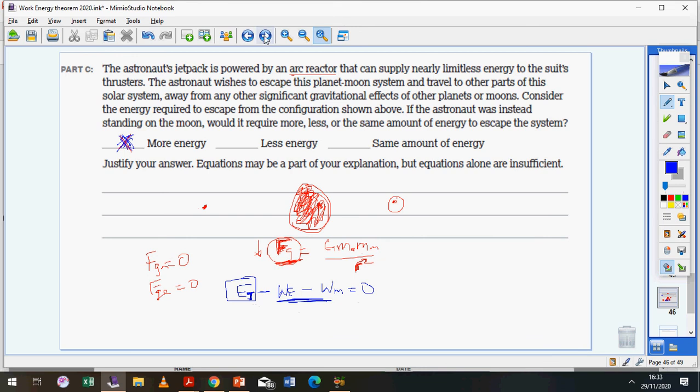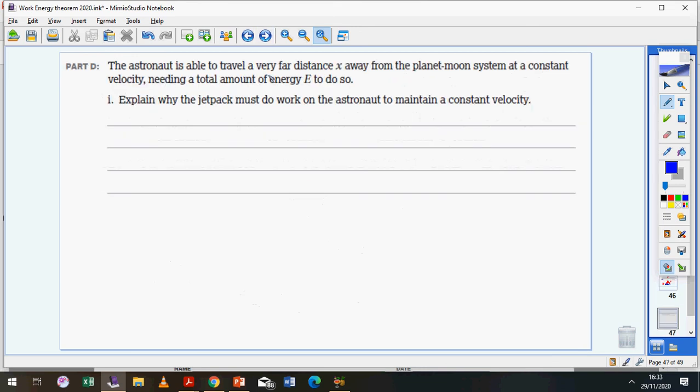The astronaut is able to travel a very far distance x away from the planet moon system at a constant velocity, needing a total amount of energy E to do so. Explain why the jetpack must do work on the astronaut to maintain a constant velocity.